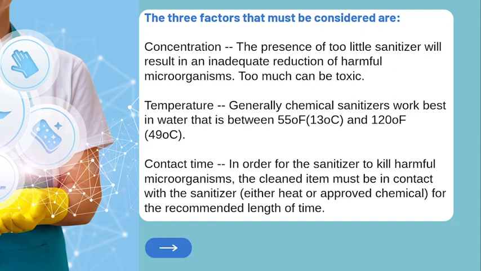Next is the temperature. Generally, chemical sanitizers work best in water that is between 55 degrees Fahrenheit or 13 degrees Celsius and 120 degrees Fahrenheit or 49 degrees Celsius. Next is the contact time. In order for the sanitizer to kill harmful microorganisms, the cleaned item must be in contact with the sanitizer, either heat or approved chemical, for the recommended length of time.